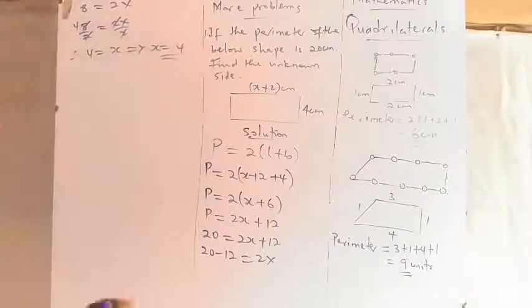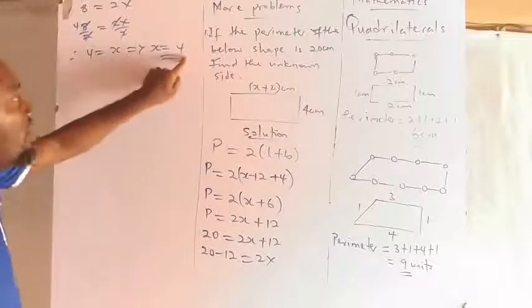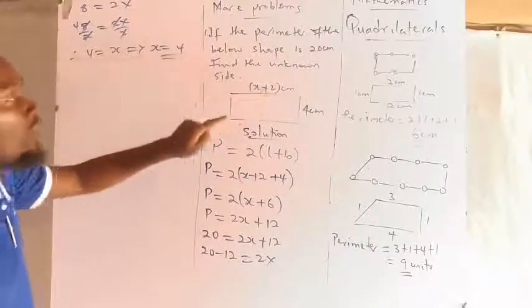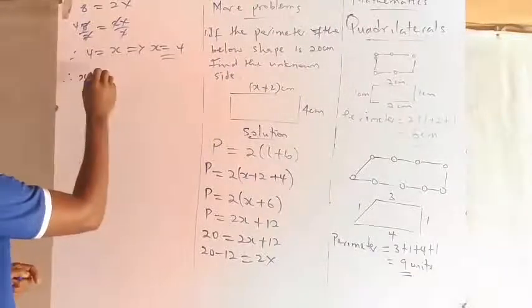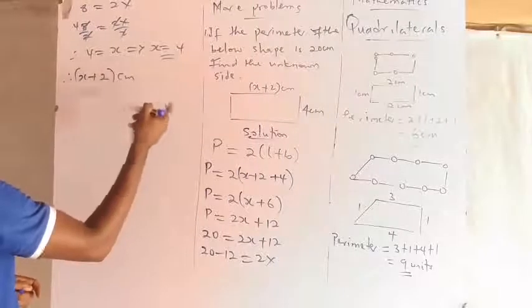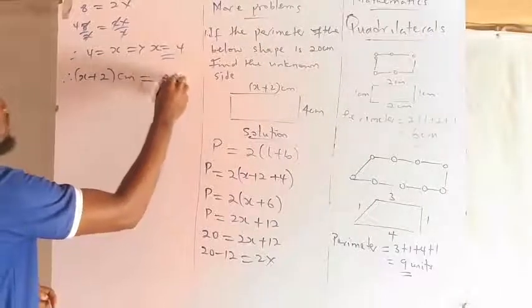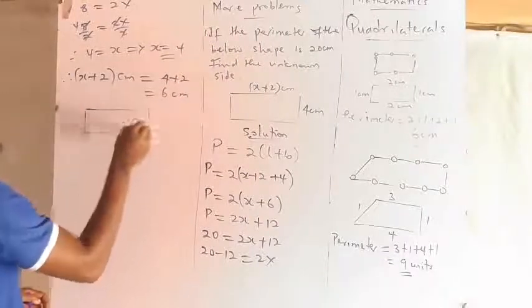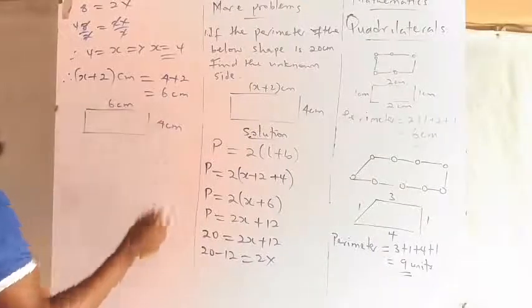So our x is 4. Our x is 4, but that is not all. The unknown side is not actually 4, but the unknown side is x plus 2. So that unknown side, therefore, x plus 2, which was given to us, in place of x, I write 4 plus 2, that will give us 6 centimeters. So the actual triangle that we meant to solve was 6 centimeters and 4 centimeters.